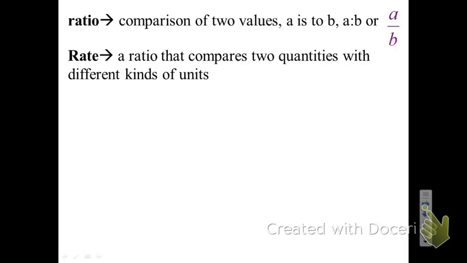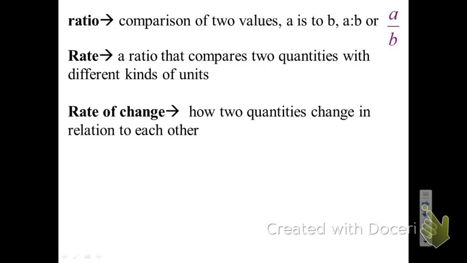The second term we have is a rate. A rate is a ratio that compares two quantities with different kinds of units. A very popular rate is miles per hour. And this compares the number of miles you can travel over an hour or over time.